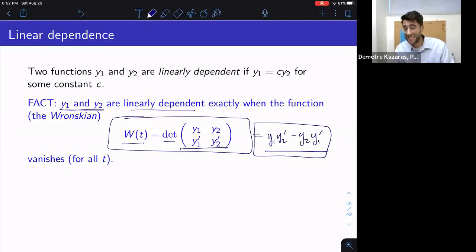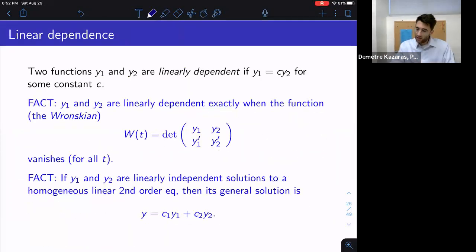So if that quantity is not zero, then they are not linearly dependent, and that's the good situation. If you compute the Wronskian and you get not zero, you're good to go. You have two functions which are not multiples of one another, and linear combinations of them will give you the general solution, which is basically what I'm saying right here. So if you have two functions that are solutions to your equation, and they are linearly independent, aka the Wronskian does not vanish, then the general solution is just given by linear combinations of the two.